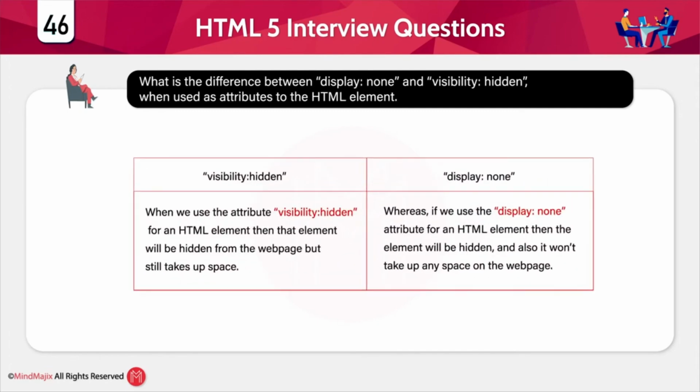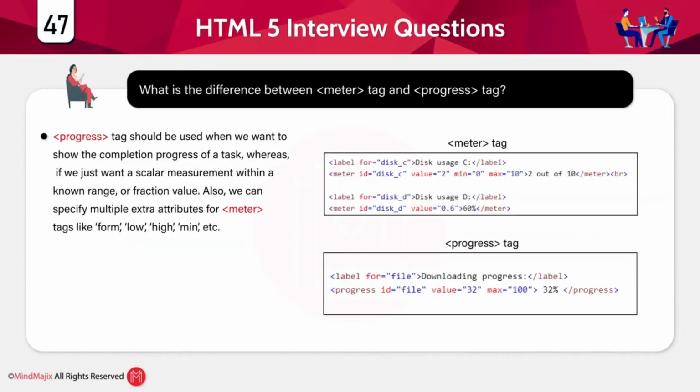See, what's the difference between display and visibility hidden? If you use visibility hidden for an HTML element, the element will be hidden from the web page, but it still takes up space, guys. Whereas if you use display none for an HTML element, the element will be hidden and it won't take up any space on the web page. Visibility hidden takes space on the web page. Display none does not take space on the web page.